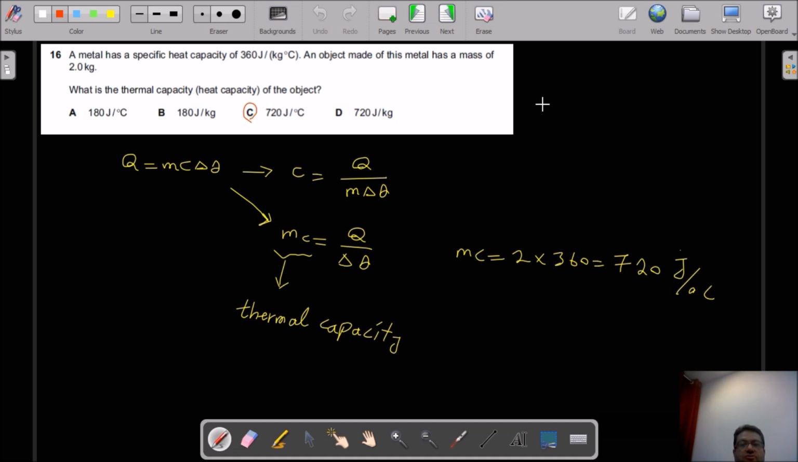We know that Q is equal to mc delta theta, the heat transferred to or taken by the object. So c is Q over m delta theta. c is the specific heat capacity, and mc is thermal capacity, which is equal to Q over change of temperature. That's why mc is thermal capacity or heat capacity. So you should multiply mass by specific heat capacity, which is 2 times 360. The answer is 720 joule per degree Celsius. Okay, so C is right.